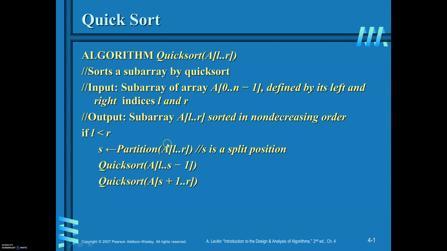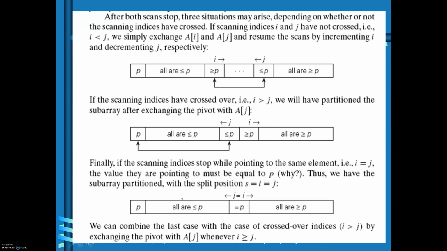First, you are required to find the split position. So call this algorithm partition in order to find the split position and assign it to S. Then you'll be getting two sublists, one with L to S minus 1 elements and the second with S plus 1 to R elements. Call this QuickSort algorithm separately for the first subarray with indices L to S minus 1 and the second subarray with indices S plus 1 to R.